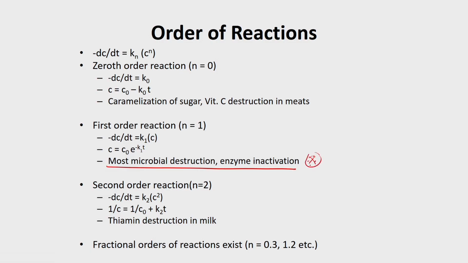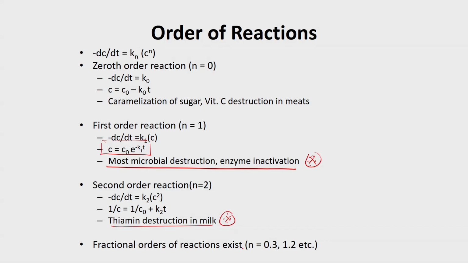So, for microbial destruction, what are the kinetic expressions? These both follow first order reaction. So we will be talking extensively about C is equal to C naught e power minus K1 t. And for second order reaction, it is 1 upon C naught plus K2 t. This is thiamine destruction in milk. So when we talk about milk pasteurization, this is important.